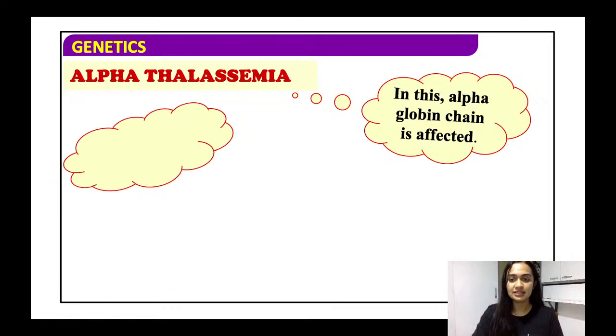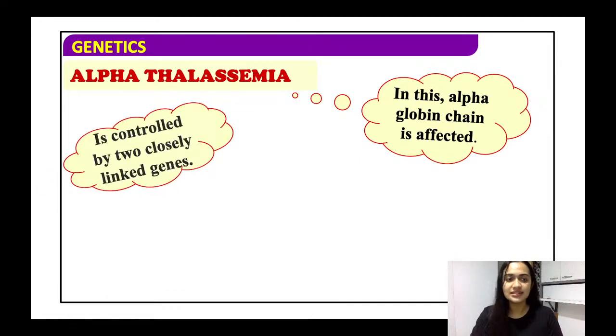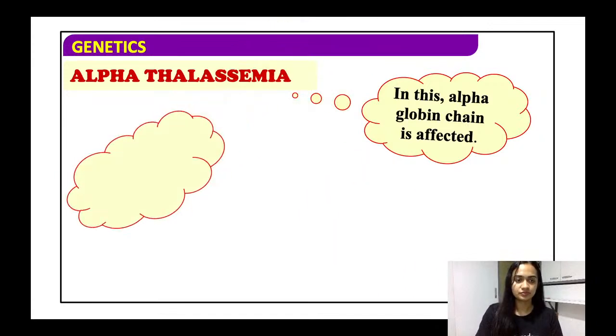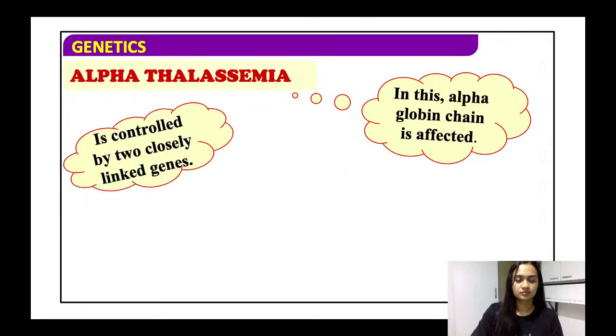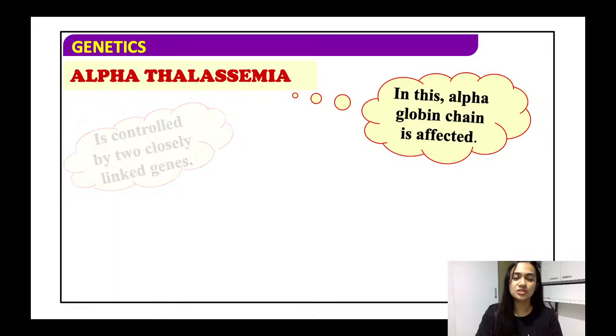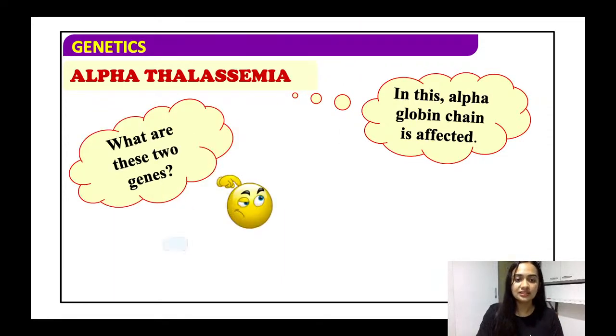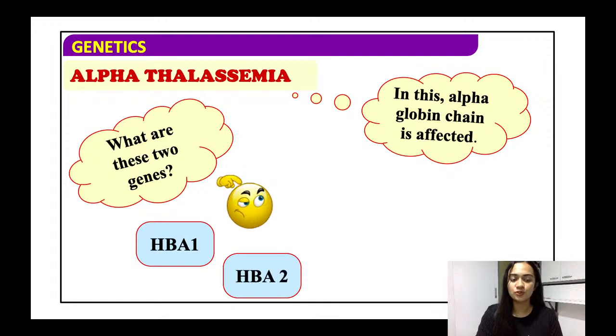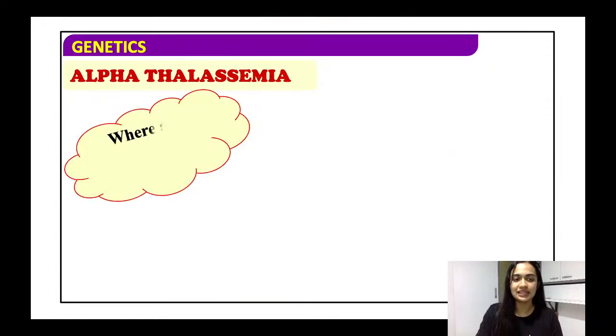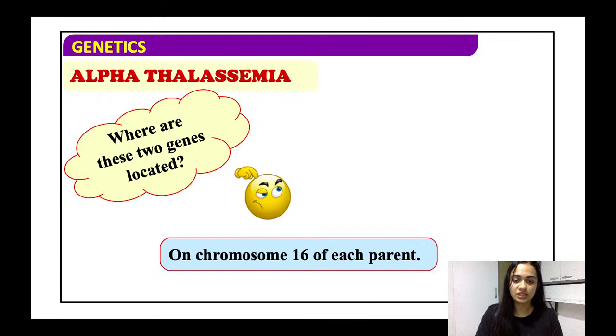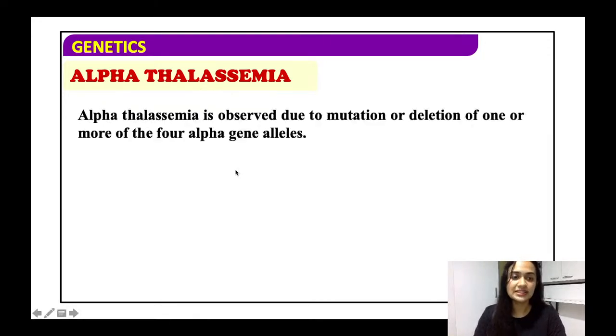So in alpha thalassemia, the globin chain is affected and it is controlled by 2 closely linked genes. What are these genes? ये जो closely linked gene है वो है HBA1 and HBA2. Where are these genes located? इसका locus है chromosome 16. याद रखिए, अल्फा थैलेसीमिया का लोकस है chromosome 16.